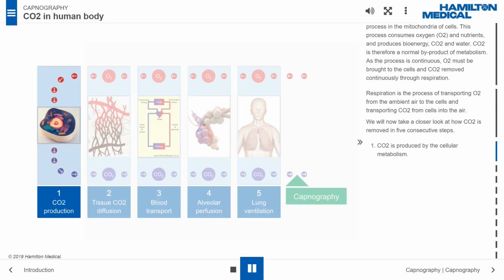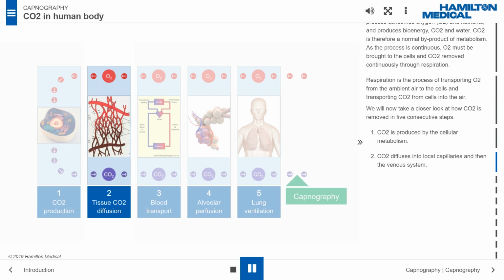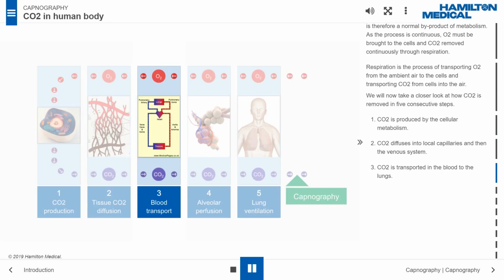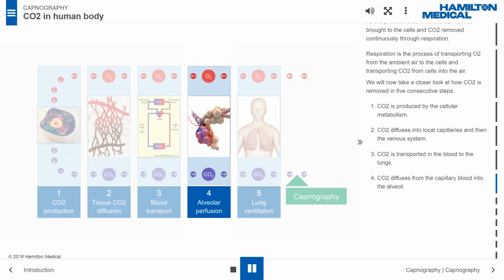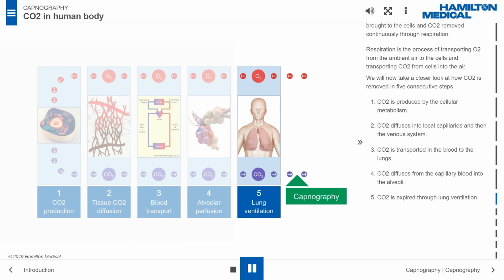CO2 is produced by the cellular metabolism. CO2 diffuses into local capillaries and then the venous system. CO2 is transported in the blood to the lungs. CO2 diffuses from the capillary blood into the alveoli. CO2 is expired through lung ventilation.